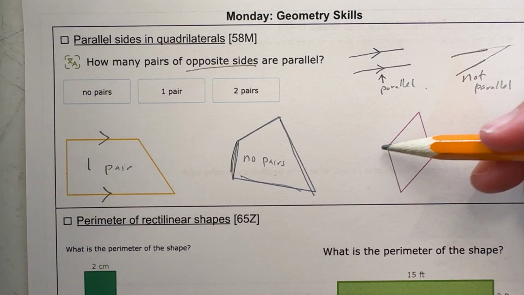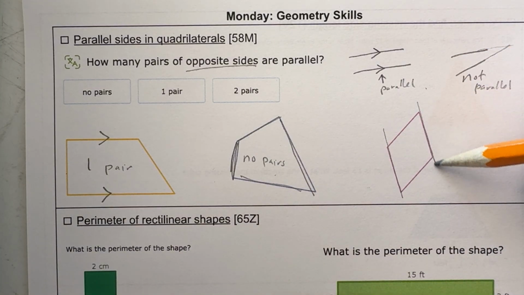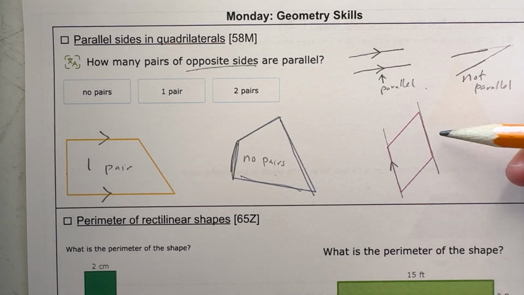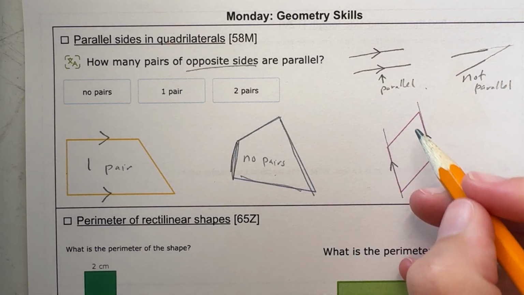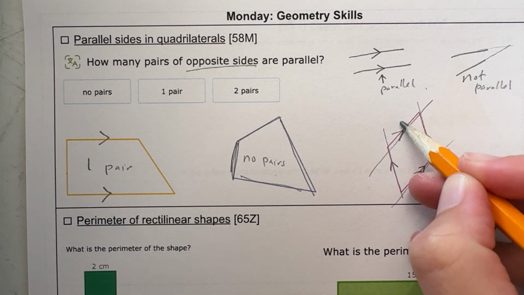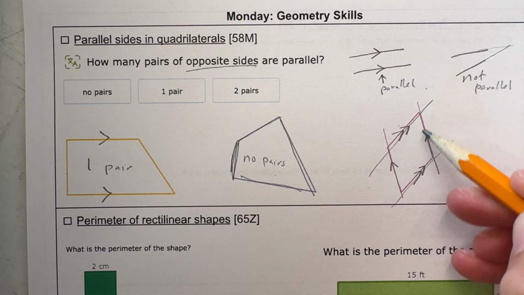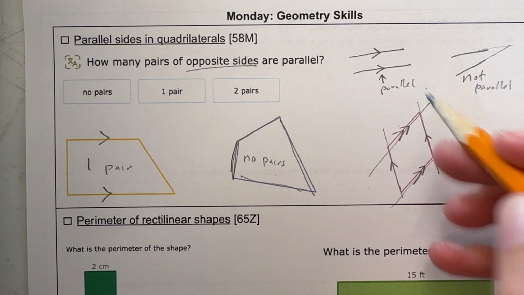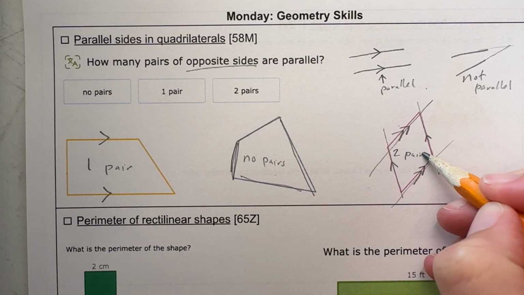And here in this last shape, look, this and this line, these are parallel. These will go on forever and never meet. Those are parallel lines. Look, this line and this line, these are also parallel. Look, these two are parallel to each other. That's another pair of parallel lines. This is two pairs of parallel lines.